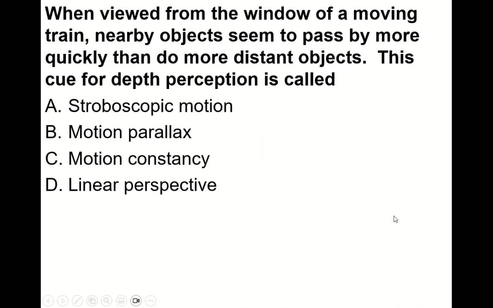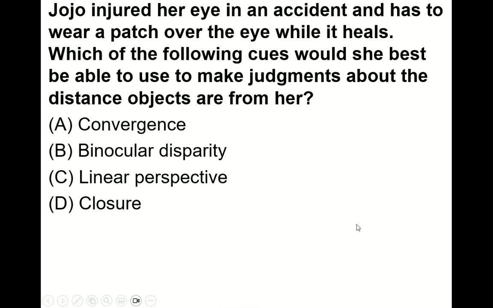All right, do this question. The answer is motion parallax. All right, read that. Since JoJo injured her eye, she has to rely on monocular depth cues. Which one of these is a monocular depth cue? The answer is linear perspective. A and B are binocular. D is not a depth cue at all. And B should be retinal disparity anyway.